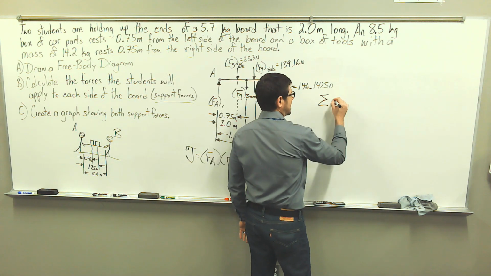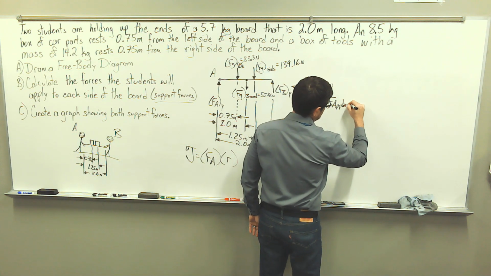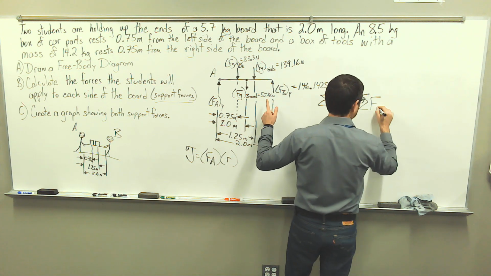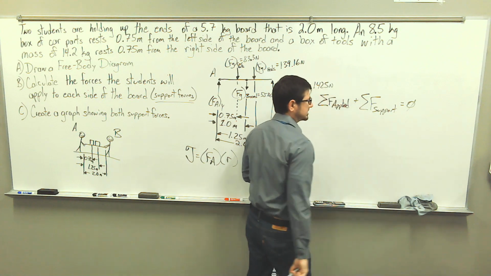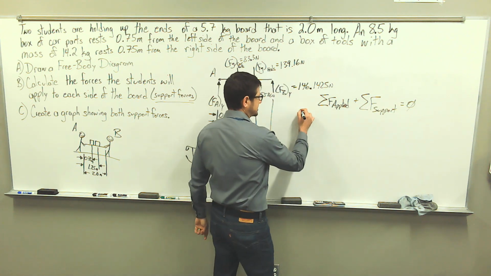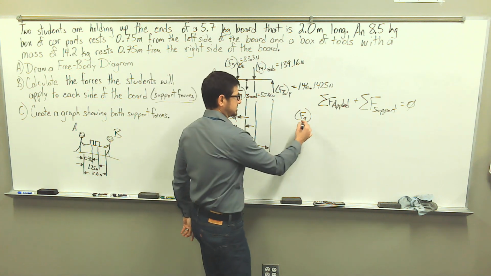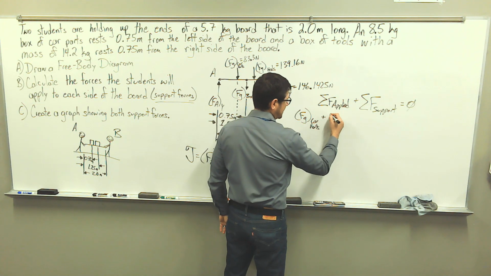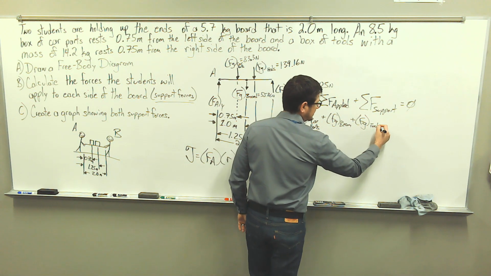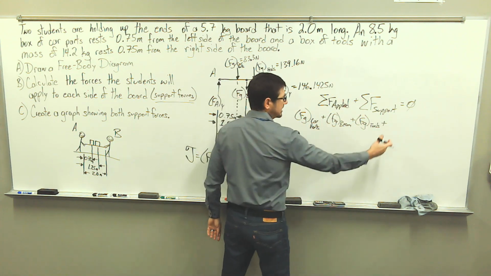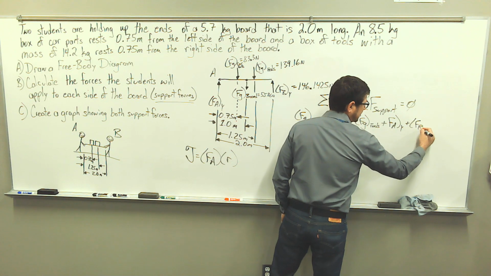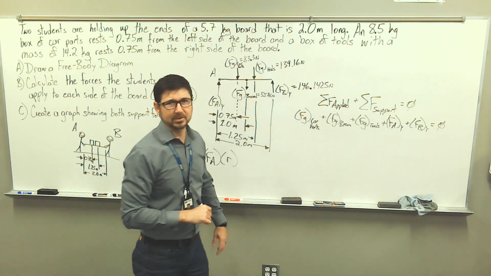We can say the sum of our applied forces plus the sum of our support forces are equal to 0. Once again, we're setting this equal to 0 because our beam is in a state of equilibrium. Our applied forces are the weight force of our car parts, plus the weight force of the beam, plus the weight force of our tools. Those are our 3 applied forces. Now, the sum of the support forces: we have support force A, F sub A sub Y, plus support force B, F sub B sub Y, equal to 0. Now we need to fill in some values here.